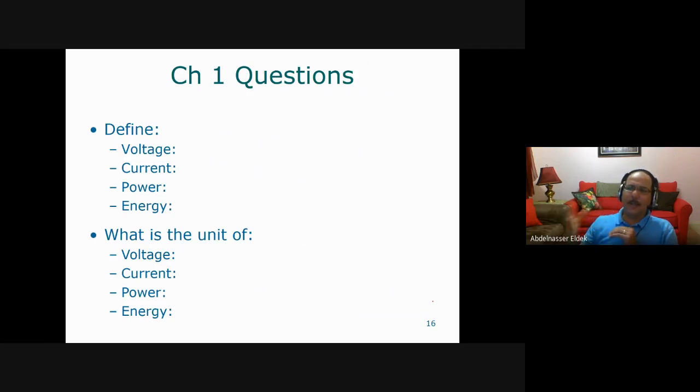You can also write the formulas when you define these. What is voltage? Voltage is dW by dQ. What is the current? It is dQ by dt. What is the power? It is voltage times current. Or you can say dW by dt. This is better, because it means the time rate change of energy. What is the energy? You don't have a formula for this. Energy is the ability or capacity to do work.